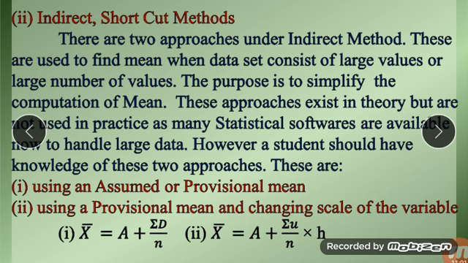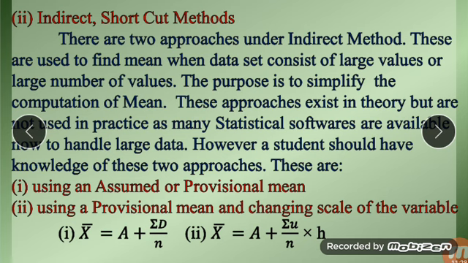However, being a student, you must have the knowledge of these two approaches. These are using an assumed or provisional mean, and changing the scale of the variable. We have two methods of calculating arithmetic mean. One is the direct method, where you directly add all the values, then divide by the number of observations.